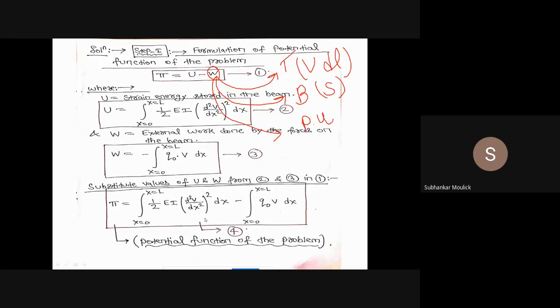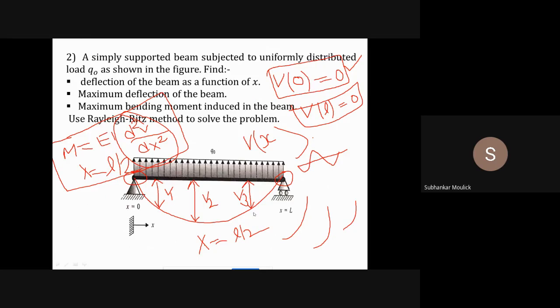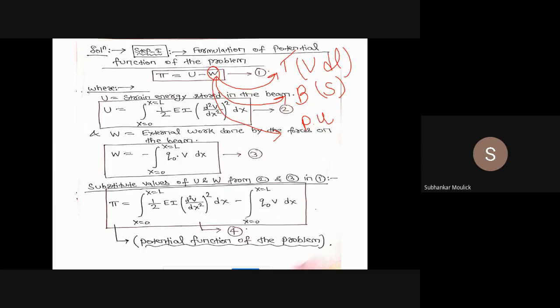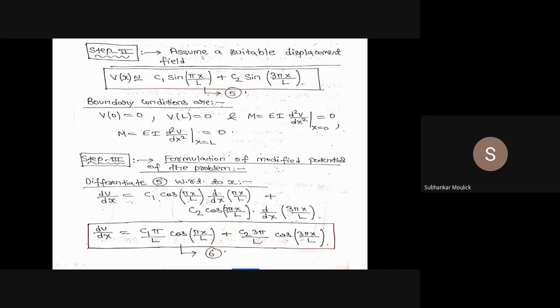So from the diagram, I came to know that the displacement field will be a trigonometric function. Fine. So I can choose this expression, that is V of x is near about equal to, because we are approximating it, so I am not writing equal to, I am writing near about equal to C1 into sine of pi x by L plus C2 into sine of 3 pi x by L. You can take many more terms.